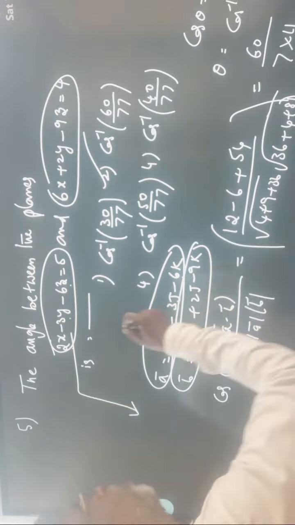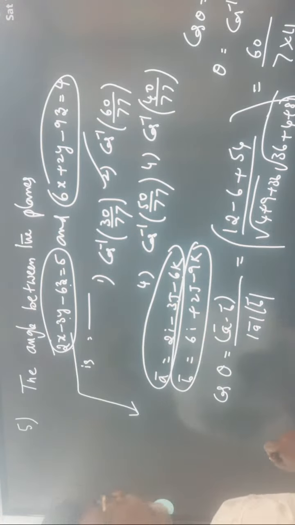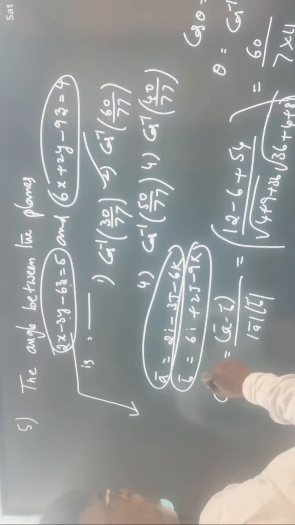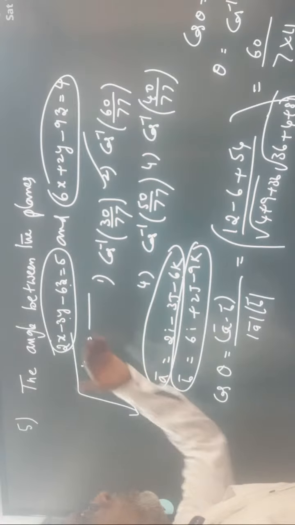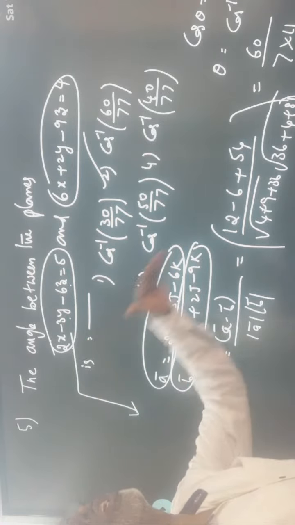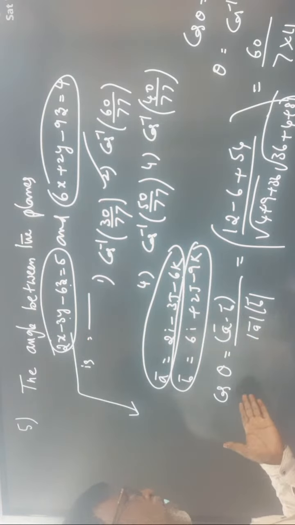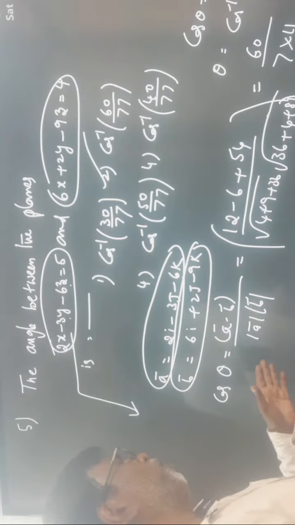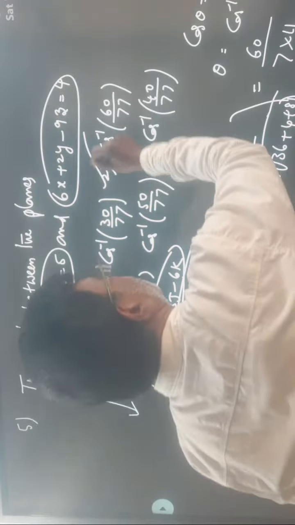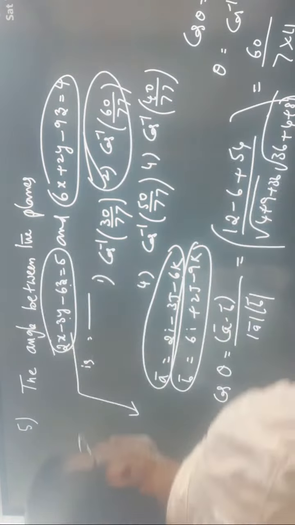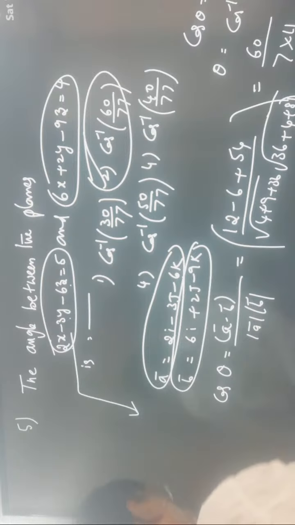So what is the normal of this one? This one is normal A bar, 2i minus 3j minus 6k. What is B bar? 6i plus 2j minus 9k. So the angle between the planes is the same as the angle between the normals. So apply the formula: cos theta equals A bar dot B bar by mod A bar mod B bar. We will get the answer easily, that is cos inverse 60 by 77. Now come to the next question.